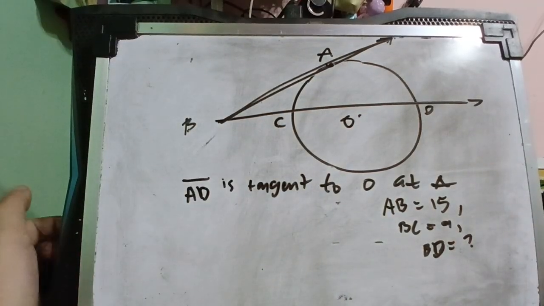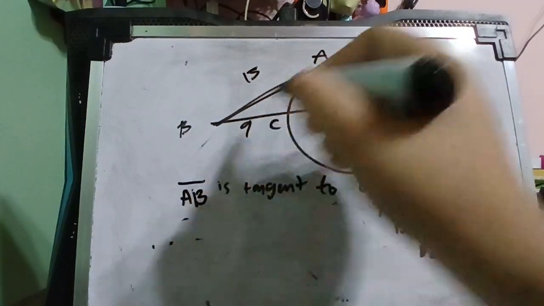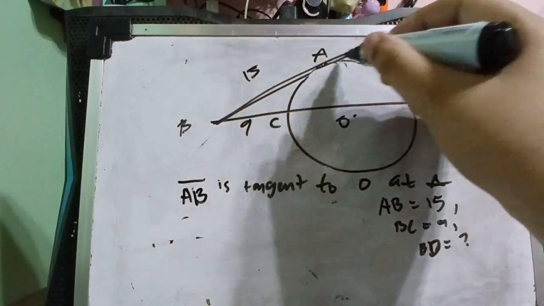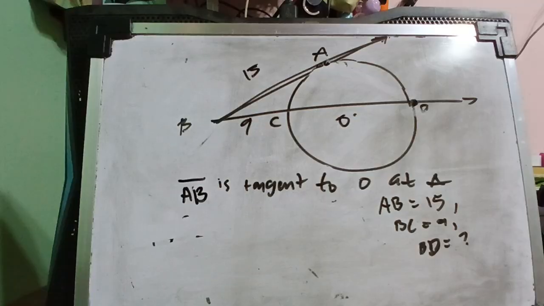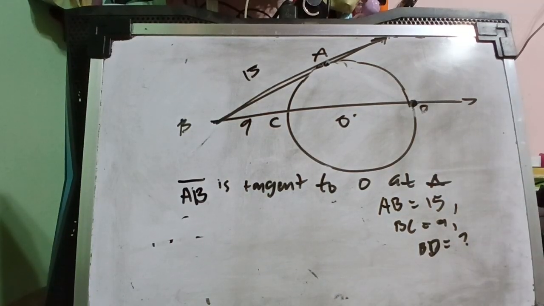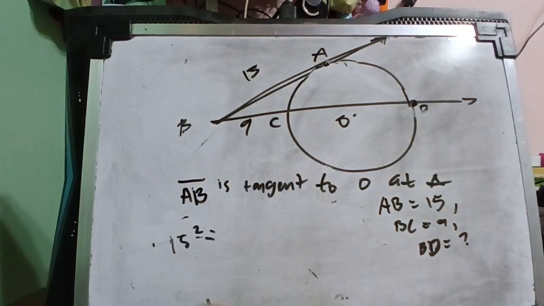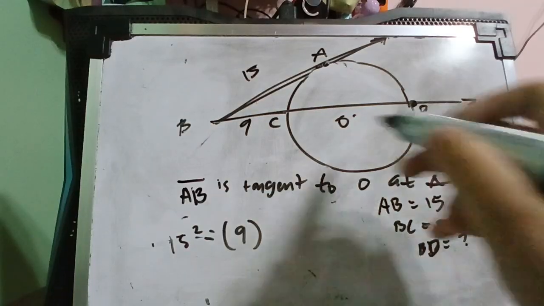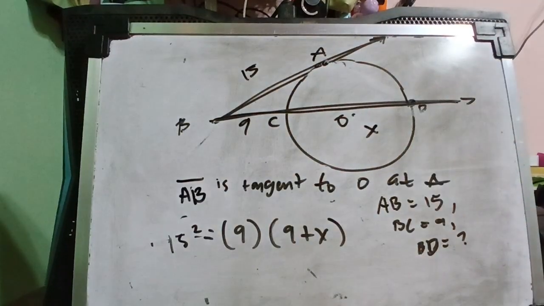So, let's analyze the question. I think this is just a little typo in our book. Maybe it's AB, because it's not possible for AD to be tangent to circle O at A. So, AB is tangent to O at A, the point of tangency. So, AB is equal to 15, and that is what we square. So, 15 squared is equal to BC, which is the external part, 9, multiplied by BD, the whole line, so 9 plus x, because we don't know the value of CD.